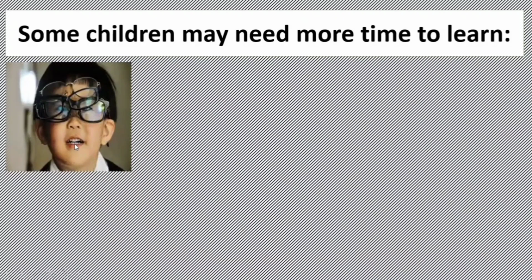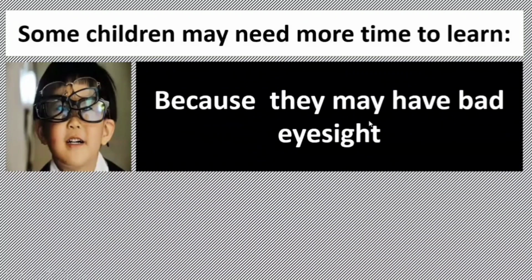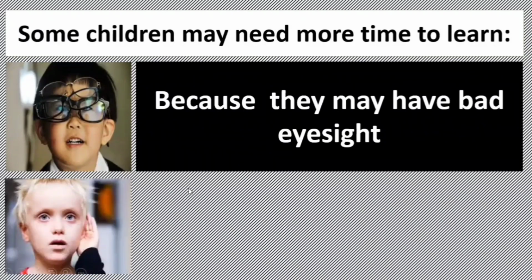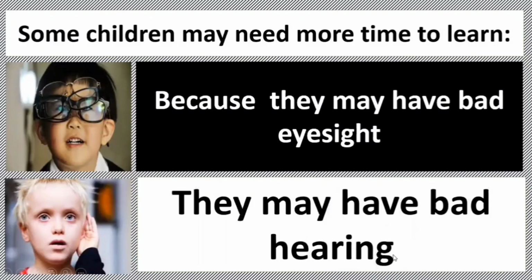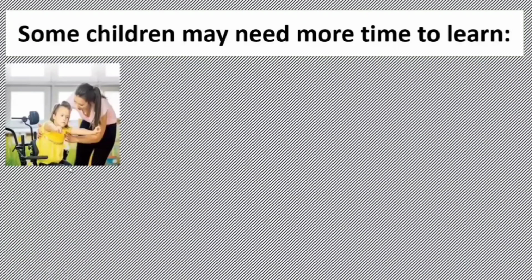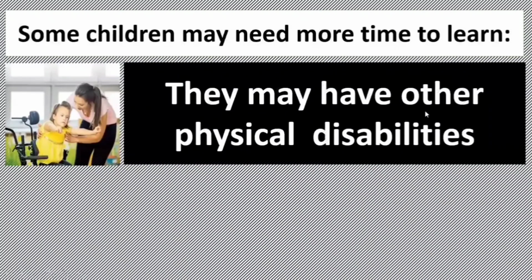Now, see, we will see some children, they may need more time to learn. Okay, which type of children need time to learn? Guess, seeing the picture. They may have bad eyesight. Again, see, can you guess something? Yes, they may have bad hearing. Again, see this picture, they may have other physical disabilities.